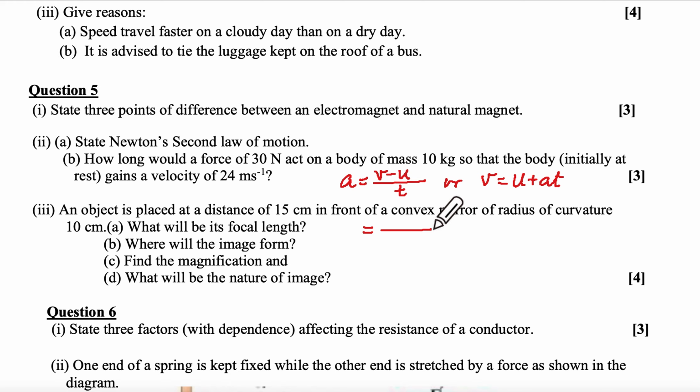So this will be initially at rest. So 24 minus 0, in how much time have they put? Now we have to find the time. How long? Okay, T you have to find. Okay, so this is your A.